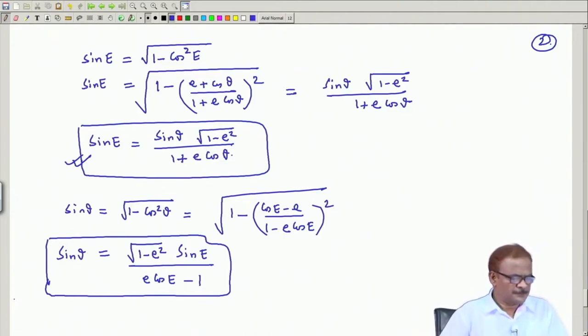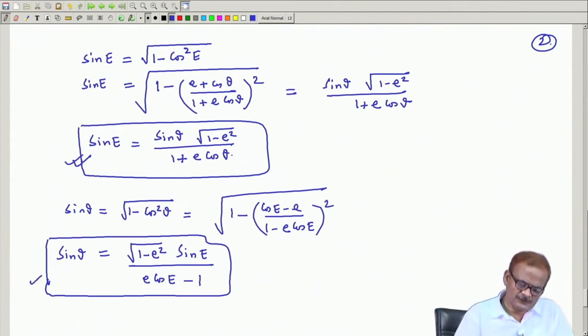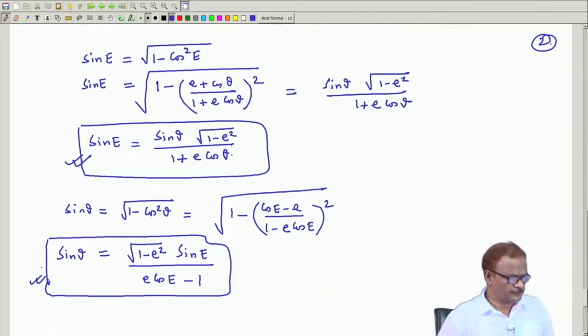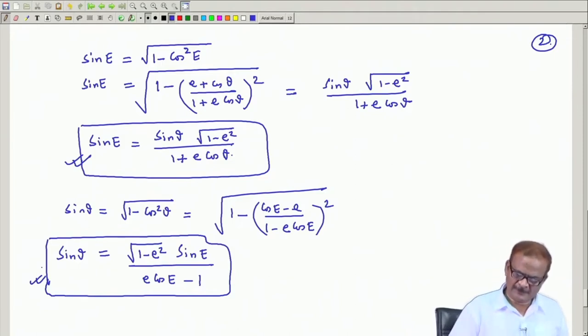So, this way you can proceed to solve the problem of the ellipse. Once you know all these things, the rest of the procedures we have carried out remain the same. So, we do not need to elaborate on that, but what I was trying to show here is how sin E and cos E, sin theta, cos theta, can be written in terms of each other.